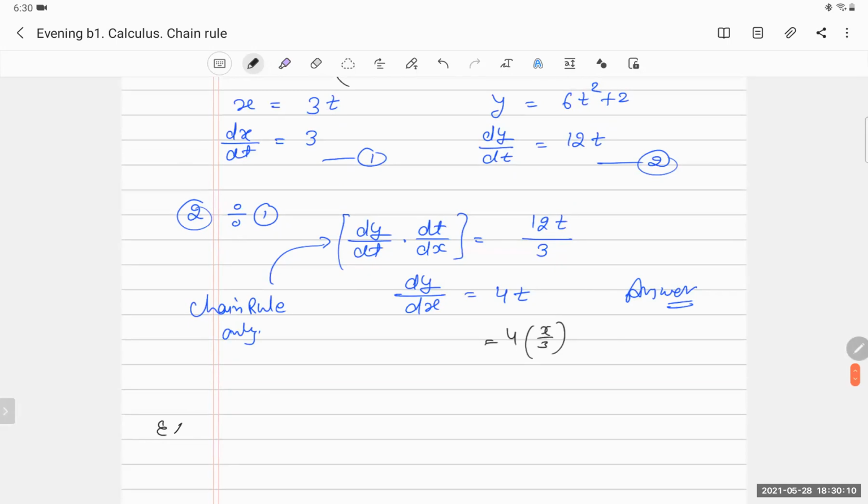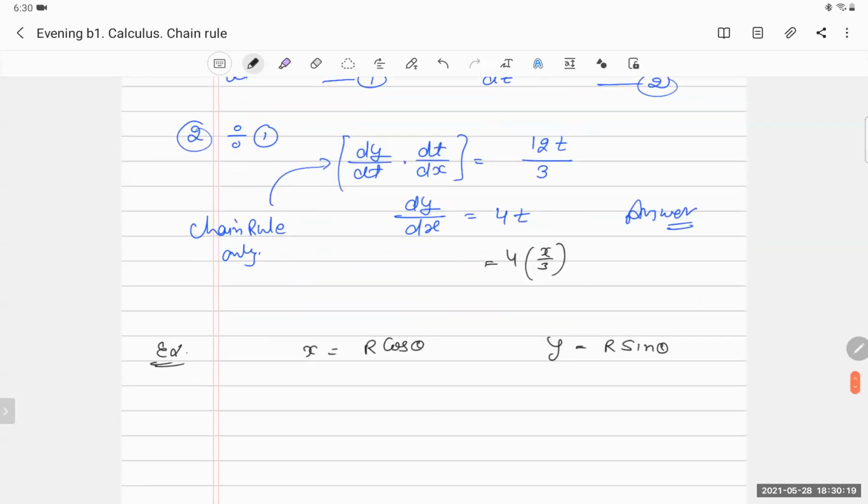See, okay, I'll give you an example. Suppose x equals r cos theta, y equals r sin theta. Find dy by dx. Tell me.